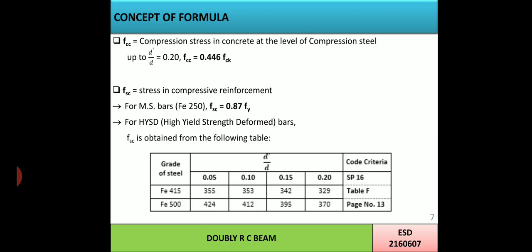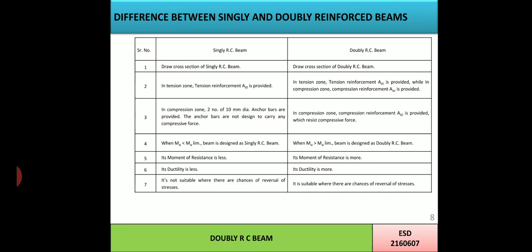Similarly, for the grade of Fe 500, the different values of FSC as per the different d dash by d ratios are also there. Hope you guys are getting my concept of d dash by d ratios and the value of FSC. Now, the basic difference between singly RC beam and doubly RC beam. So first of all, the cross section is different. Only one reinforcement is there in the bottom zone, means tension zone, while in case of doubly RC beam, two reinforcements will be there.